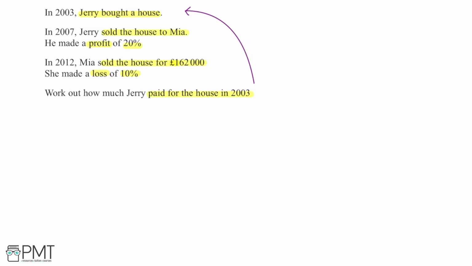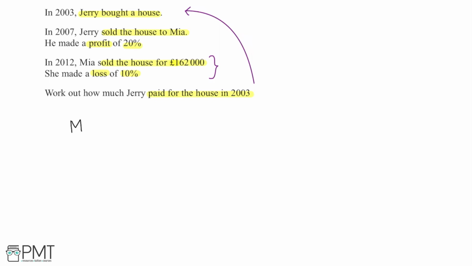So if we focus on this last part first, we've got the most information here because we've got an actual price and we've got the loss that Mia made. So we can use this to start working backwards through the information. If in 2012 Mia sold the house for £162,000, she made a loss of 10% when she did this. So we could take a value M, being the price that Mia bought the house for, and she made a loss of 10% on this. So she sold it, making a loss of 10%.